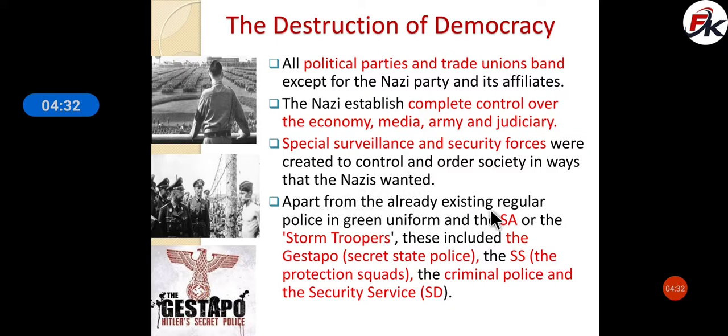Apart from the already existing regular police in green uniform, the SA or the stormtroopers is another security force. This included the Gestapo or the secret police, the SS, the protection squads, the criminal police, and the security service. All these forces were established to control and order the society according to the Nazi ideology.